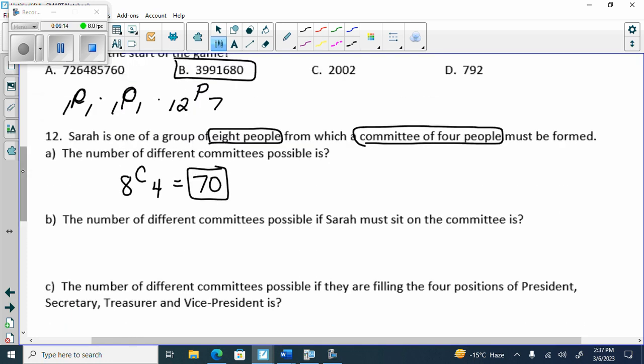All right. The number of different committees possible if Sarah must sit on the committee. So I have to choose Sarah from the group. And then how many are left? Because now I chose Sarah. 7 left. Choose 3, and that's right. 35.